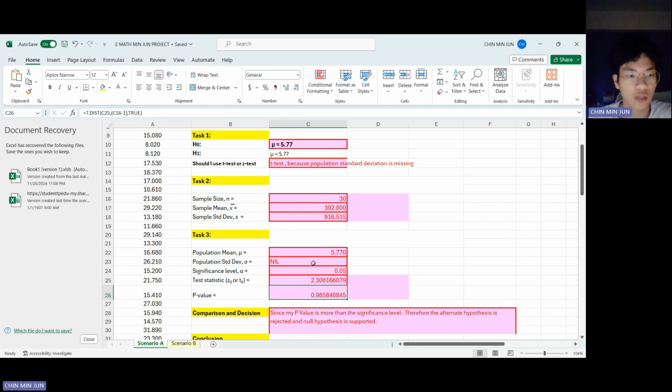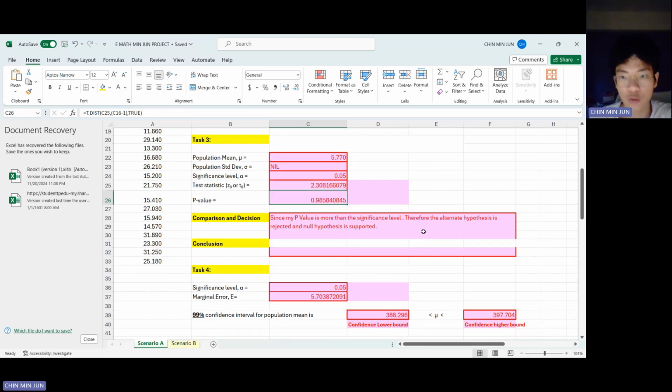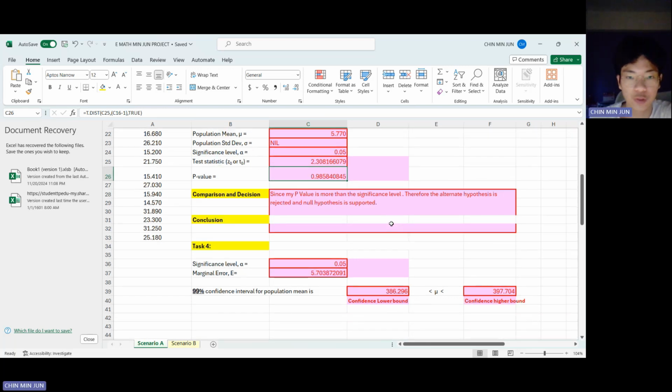And since my p-value is more than the significance level, I can conclude that the alternate hypothesis is rejected and the null hypothesis is supported. Moving on.